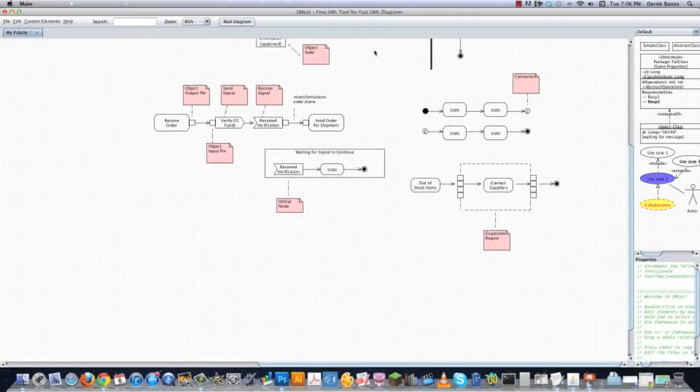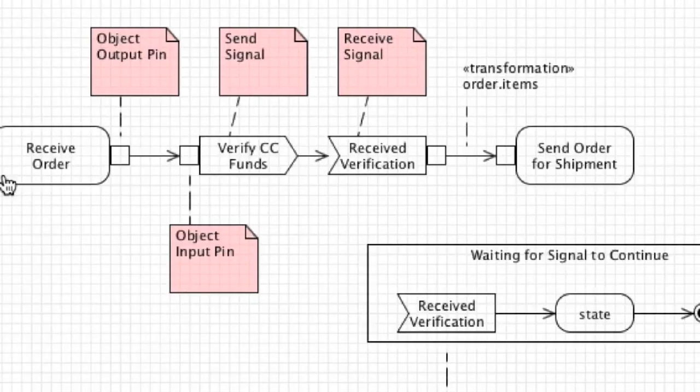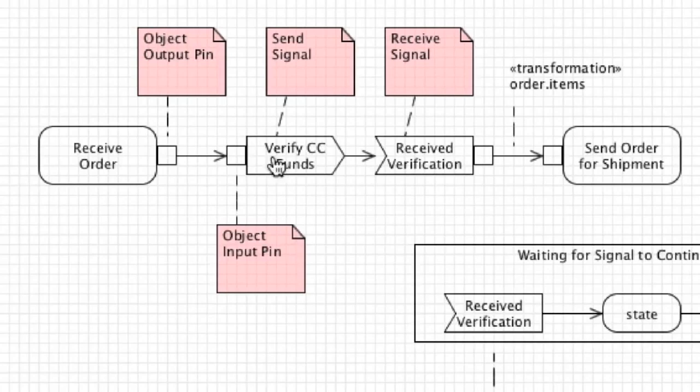And basically we come down inside of this area, which is pretty easy to understand. What we're doing here is just like we did before, where we were passing objects around. We are going to be representing objects that are going to be passed from one activity node to another using these little blocks right here. And this is known as an object output pin, and that means that the object is leaving the receive order activity, and it's going to be moved over to verify credit card funds activity.